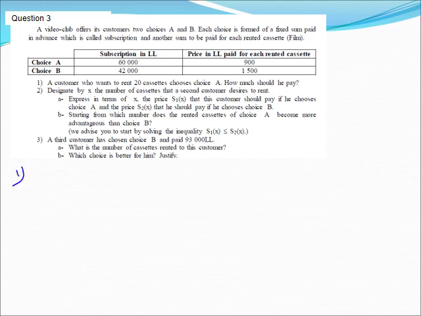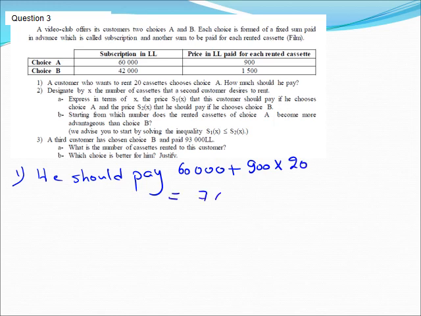Number 1. A customer who wants to rent 20 cassettes chooses choice A. How much should he pay? He should pay 60,000 plus 900 times 20 cassettes. So 78,000 LL. He should pay 78,000 LL.